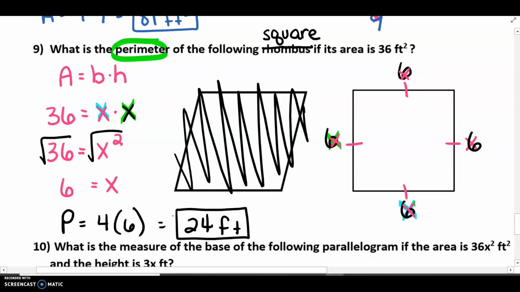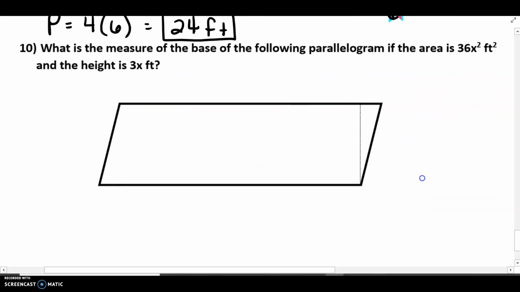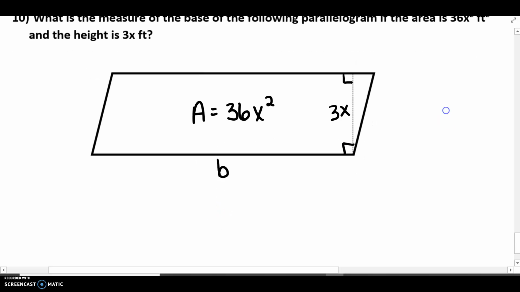Hope we're still doing well. We have one more to go. Last one. What's the measure of the base if the area is 36x squared and the height is 3x? So we know the area is 36x squared. We know the height that's perpendicular to a base is going to be 3x, and they want us to find the base. Honestly, guys, just use the formula.